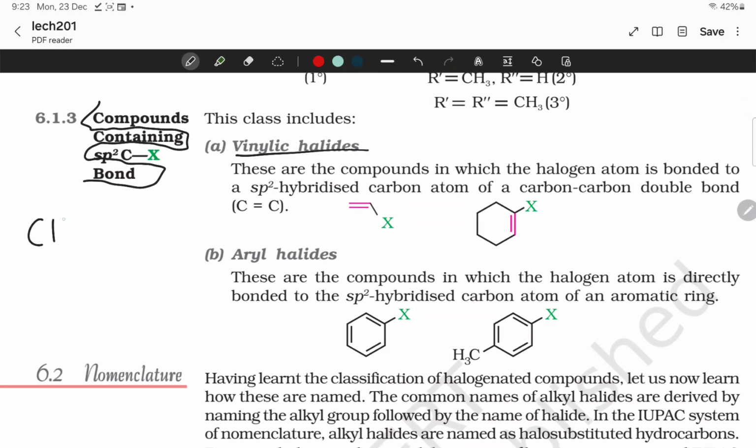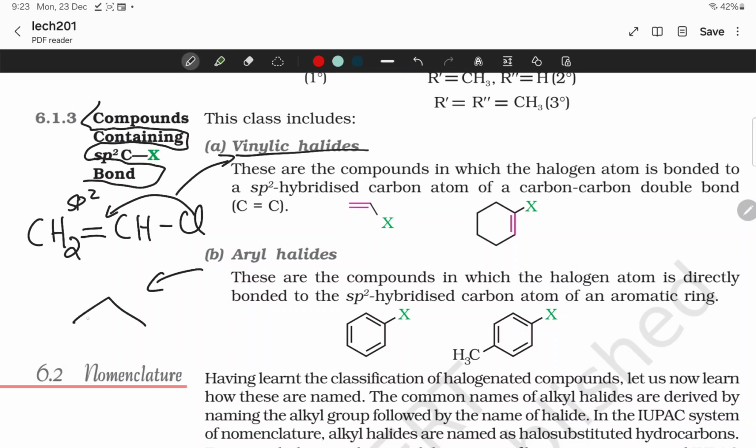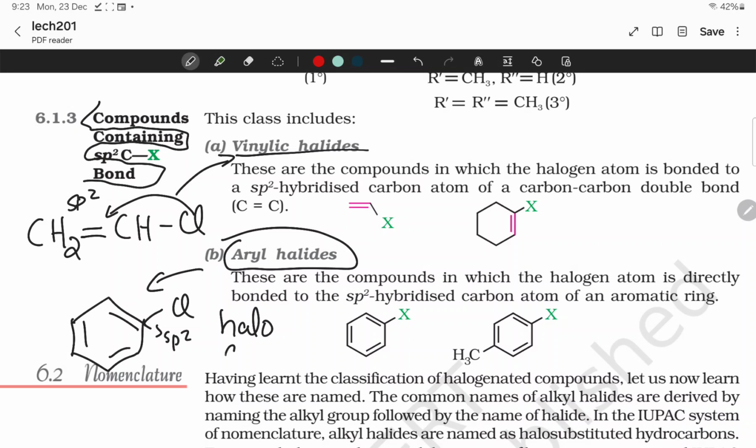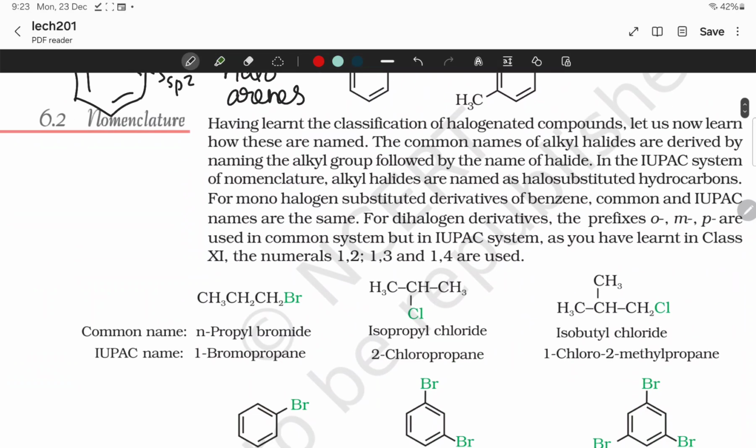If a halogen atom is attached directly to an sp2 hybridized carbon, for example this, it's attached directly to an sp2 hybridized carbon. This is called a vinylic carbon. And if it was a benzene ring, here also the double bond is there. So many people will think we can call this also vinylic, since it is also directly attached to an sp2 carbon. No, if it's a benzene ring, we call it aryl halides or haloarenes. That's about our classifications.